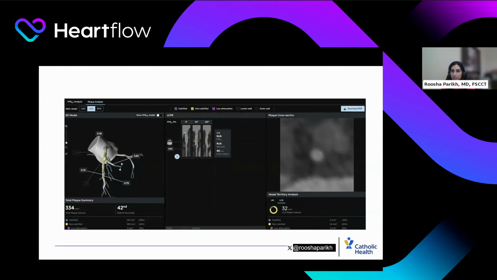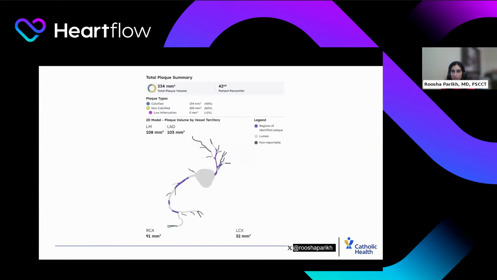So when we look at this patient as a whole, on the left, right below the coronary tree, you can see the total plaque summary was 334 millimeter cubes of total plaque volume, putting the patient at 42nd percentile, and it has the distribution of calcified, non-calcified, and low attenuation. So this is the PDF report that is generated for this patient. So again, total plaque volume, then you have the calcified at 40%, non-calcified at 60%.